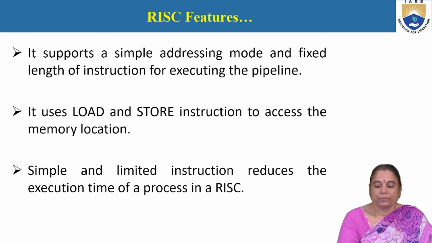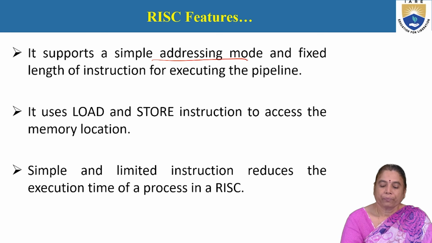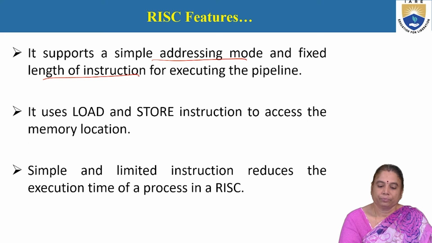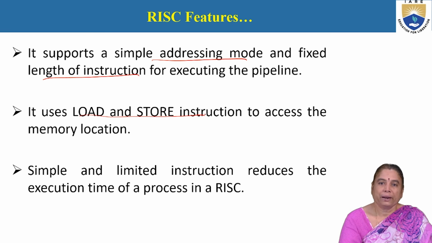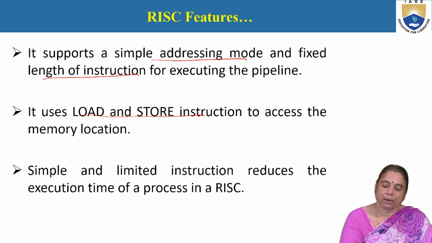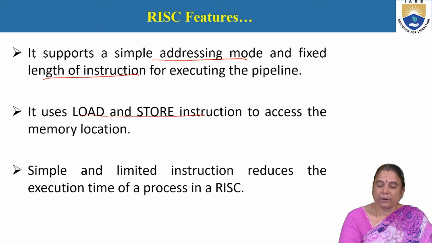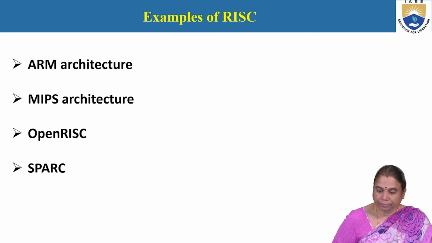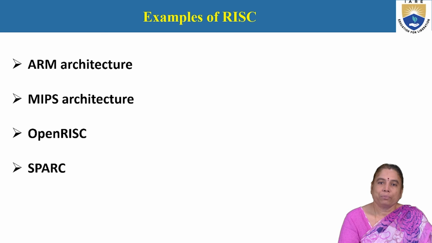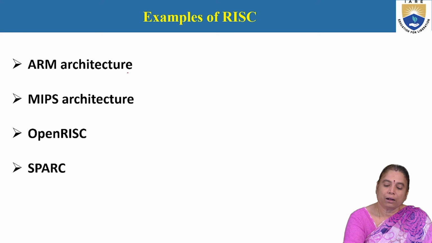And it supports simple addressing modes and a fixed length of instruction for executing the pipeline. It uses load and store instructions so that operands and instructions are readily available. Simple and limited instructions reduce the execution time of the processor in a RISC. Examples of RISC architecture are ARM architecture, MIPS architecture, OpenRISC, SPARC.